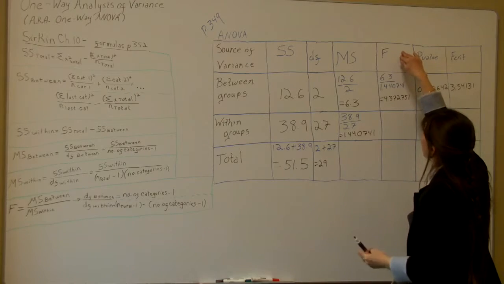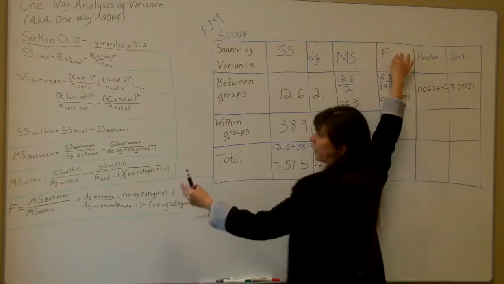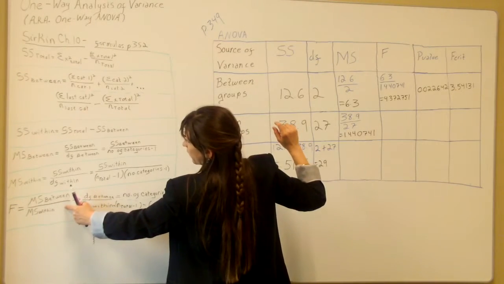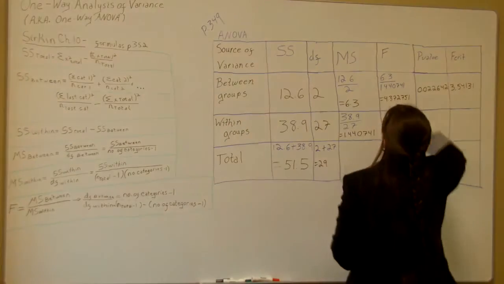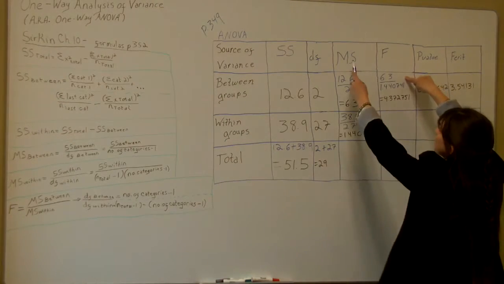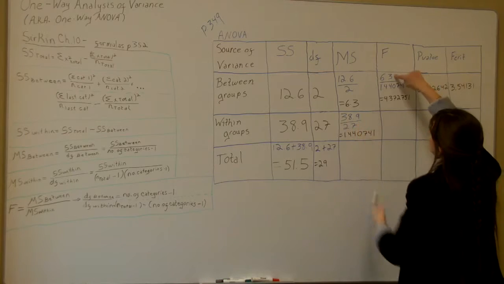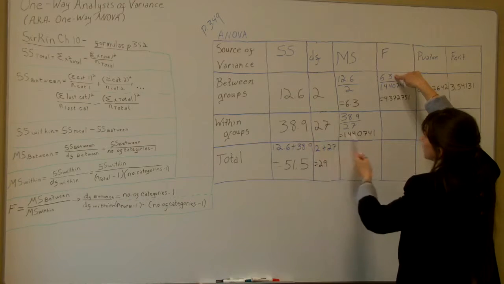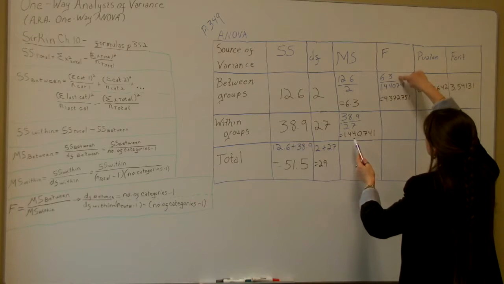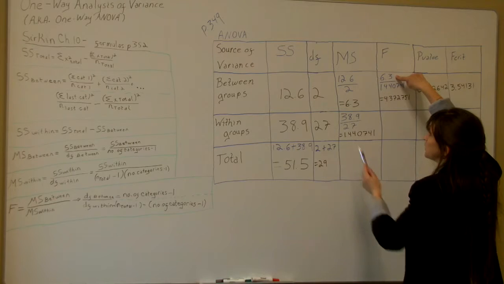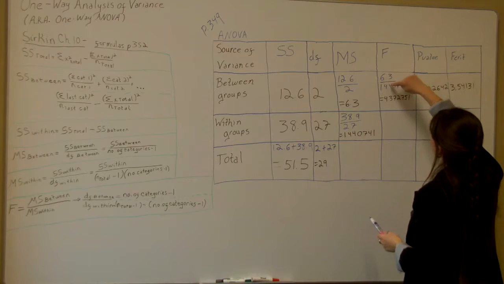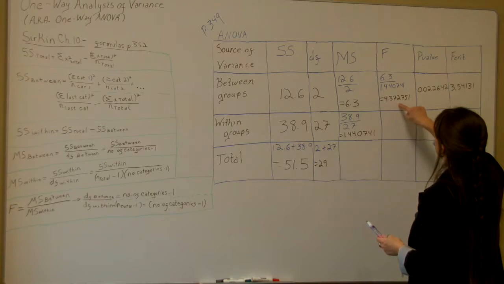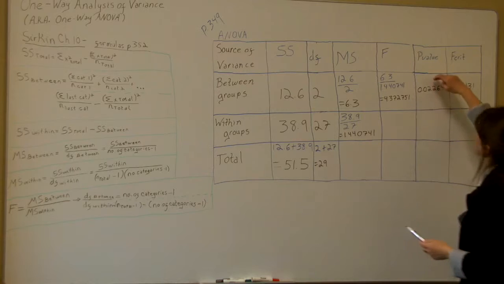Now let's figure out our F. Let's look at the formula for the F. The F is the MS between divided by the MS within. So we've already calculated our MS between groups. That goes on top, similar to the formula, divided by the MS within groups, which goes on bottom. So the MS between groups is 6.3 divided by 1.440741 equals 4.372751. And this has a p-value.